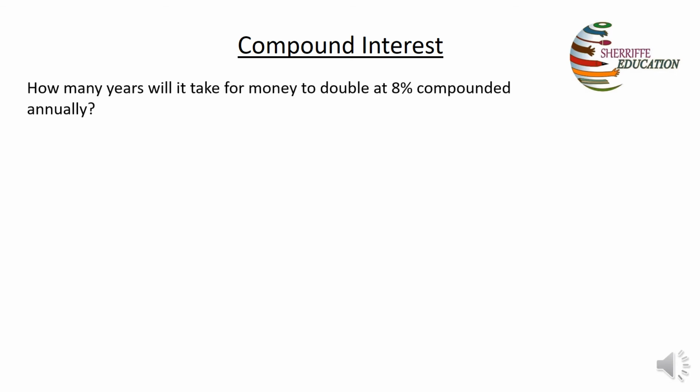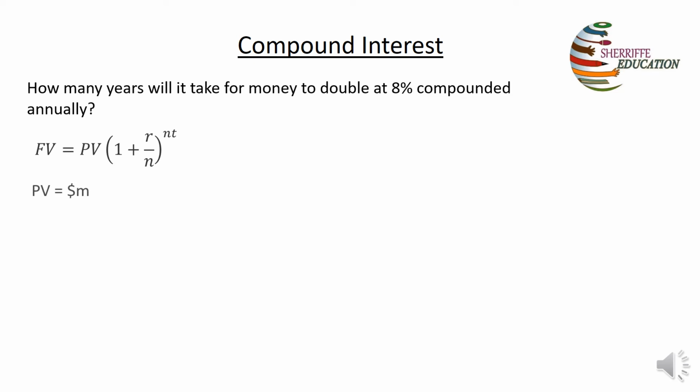Now in this example, we'll be looking at how long it would take for money to double. So for any sum of money to double at 8% if compounded annually. And once again, we have the formula associated with compound interest. Let's write down what we know.